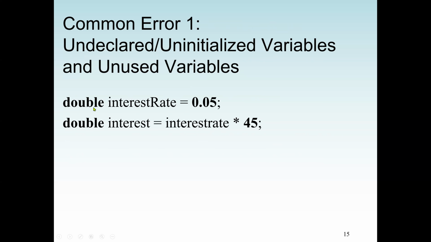We declare the variable double interestRate and assign 0.05. R is a capital letter. So when I'm using the interest rate in a formula times 45, I have a lowercase r, and that's a big error. This means interestRate with a lowercase r is a different variable from interestRate with an uppercase R. So it's like we didn't declare our variable.